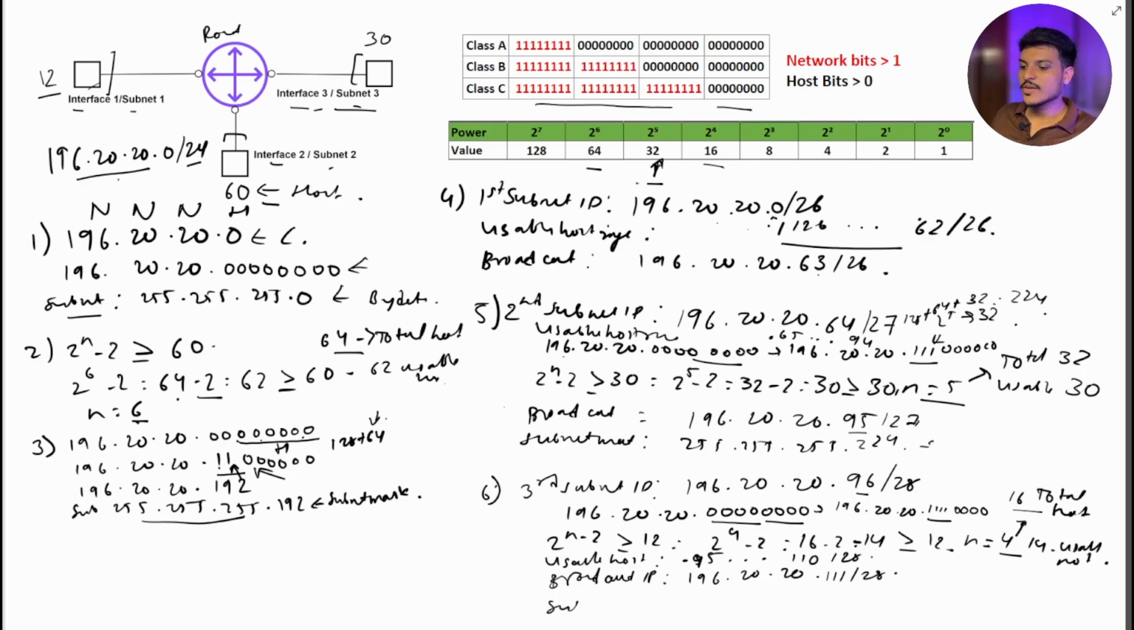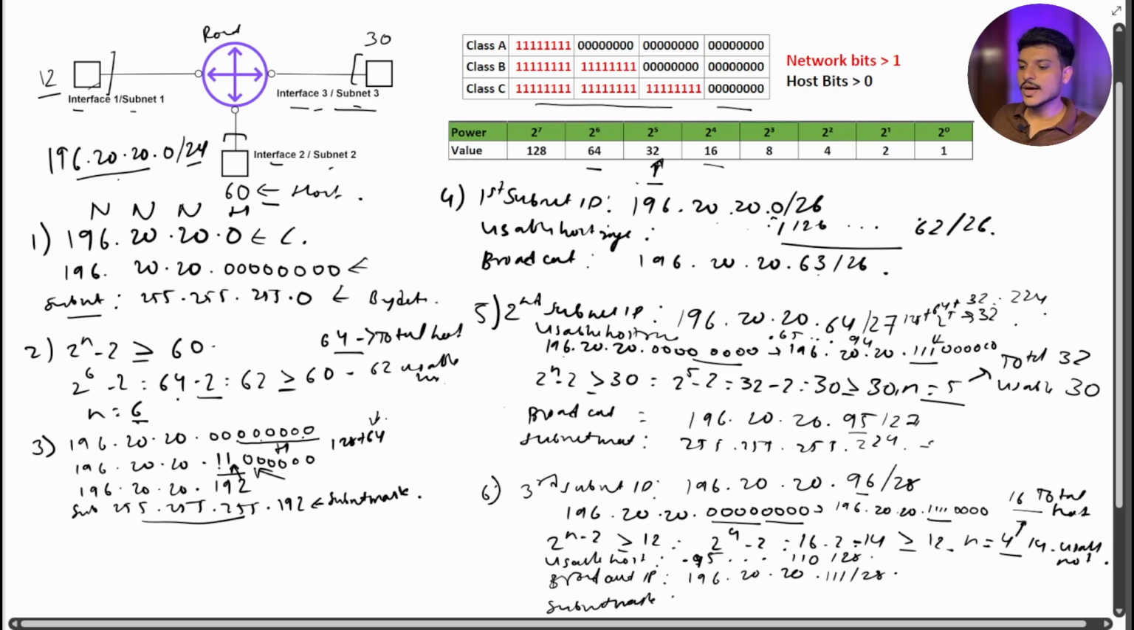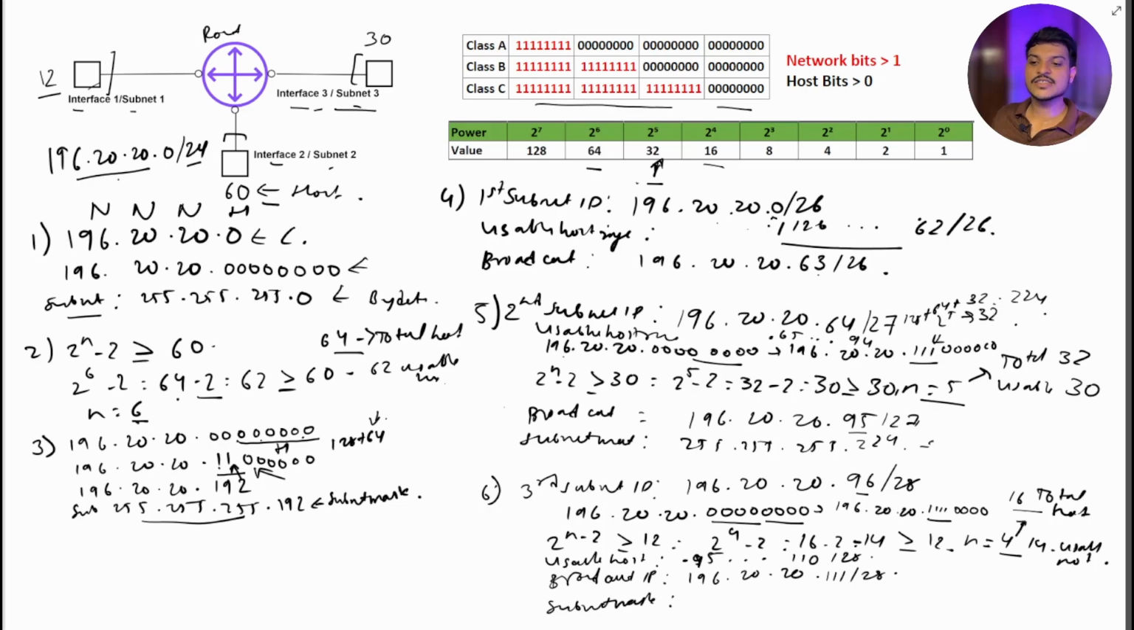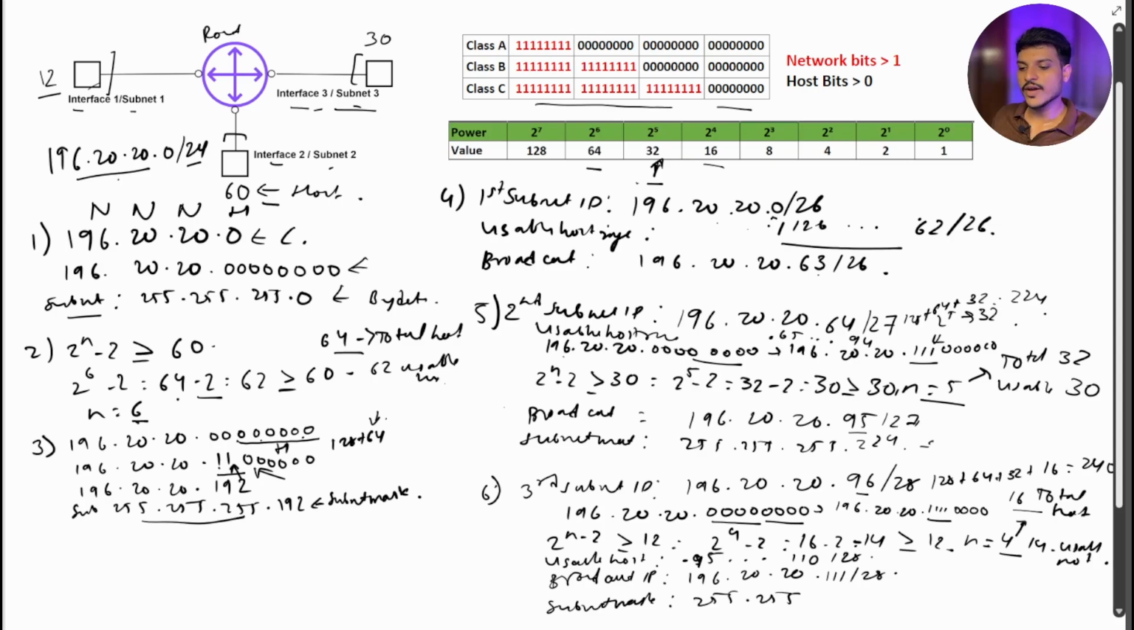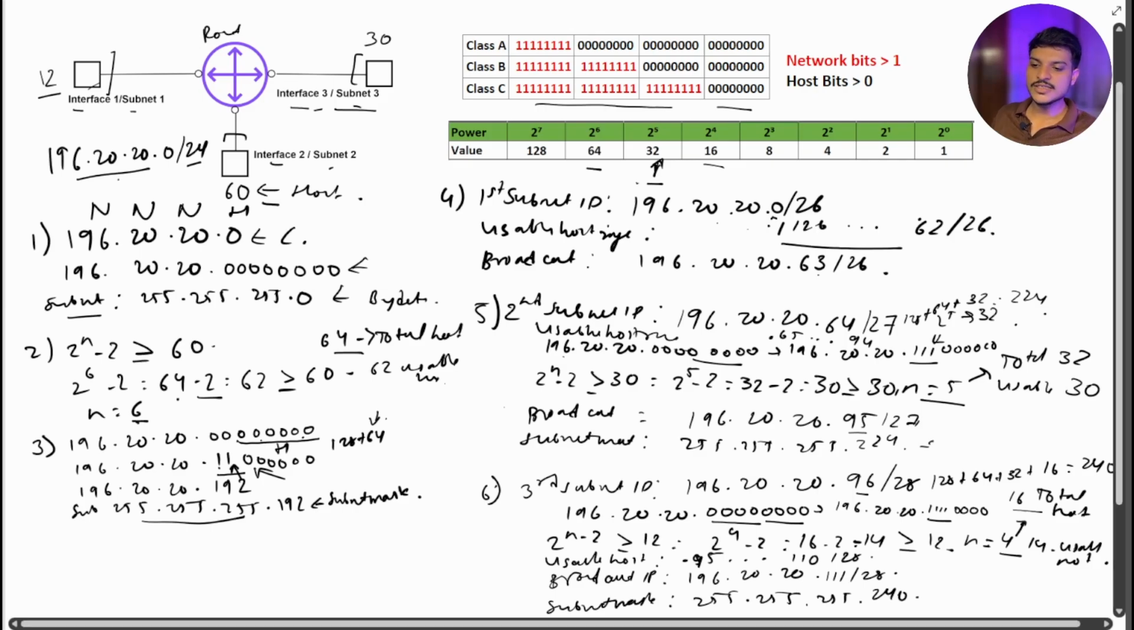Now what will be our subnet mask for this? As we have given 4 extra bits to network, if we sum up their values, it will be 128 plus 64 plus 32 plus 16, which gives us 240. So we can write its subnet mask as 255.255.255, and as the subnetting is done in the 4th octet, its decimal value was 240. So this will be its subnet mask.